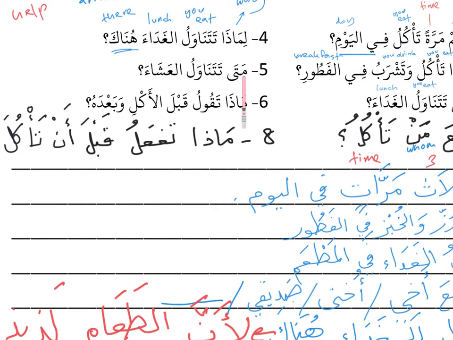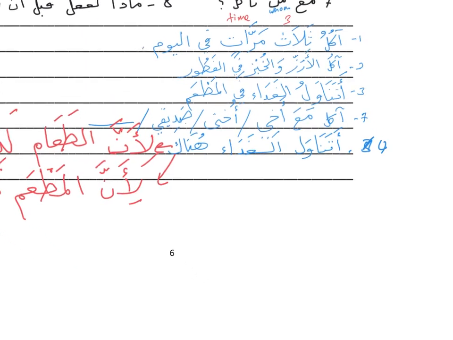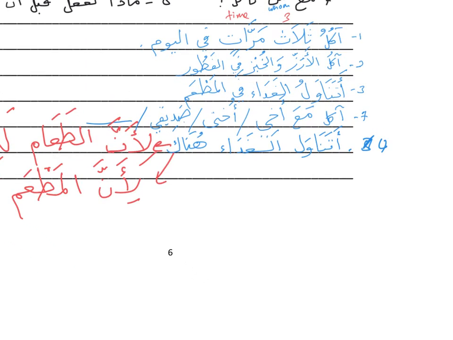Now we go to number 5. Mata tatanawalu al-asha. Mata, we say when. Mata tatanawalu al-asha. When do you have your asha, your dinner? When is your dinner? What is the time? It is in the evening, right? Or at night. Okay, what is the word to say in the evening? It is masa. We have learned the word as well. Number 5, mata. So you say atanawalu al-asha'a.